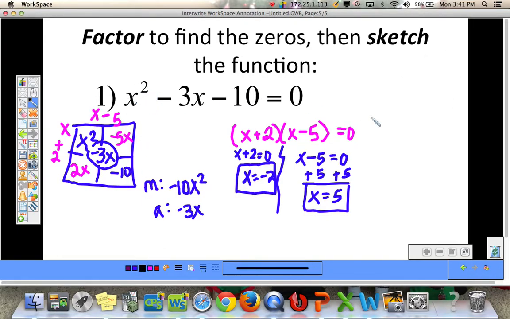If there's an x squared, what shape will it be? Well, your answer should have been a parabola. Let's find where x is negative 2 and where x is 5. And if we sketch this function, the graph crosses y equals 0 at negative 2 and at 5. So there's a sketch.